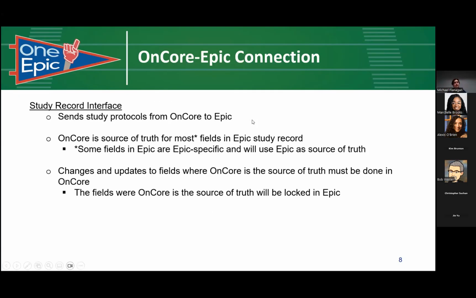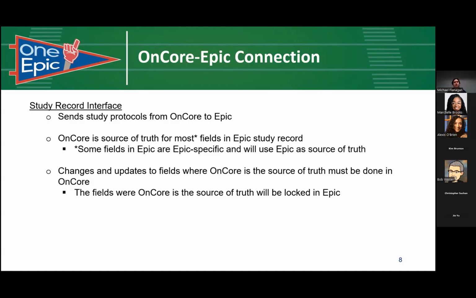Then the second interface that is being set up right now and will be available for our Wave 1 go live is our study record interface. So it's going to send those study protocols within Encore over to Epic, and then those will become Epic study records. So basically what that means is Encore is still going to be the source of truth for the majority of fields within Epic. Little asterisk there is there are some fields that should only be set in Epic, and Epic will be the source of truth for those. And I'll share in a second what those fields are.